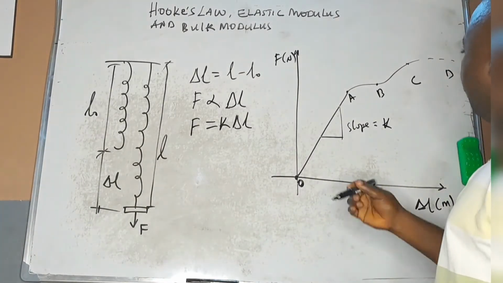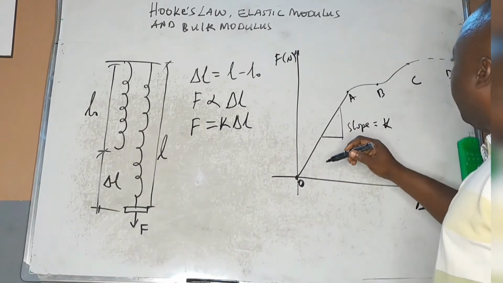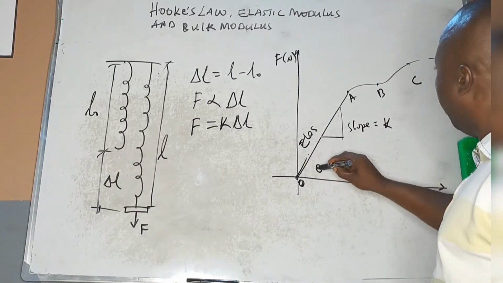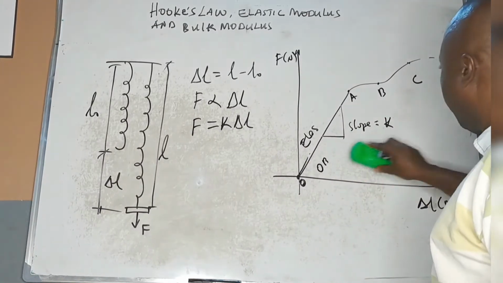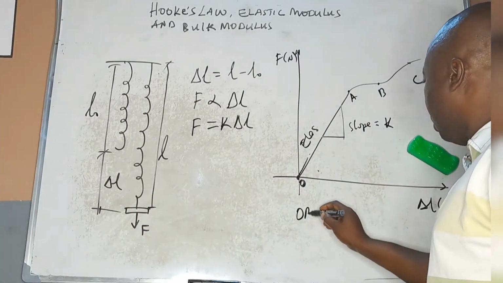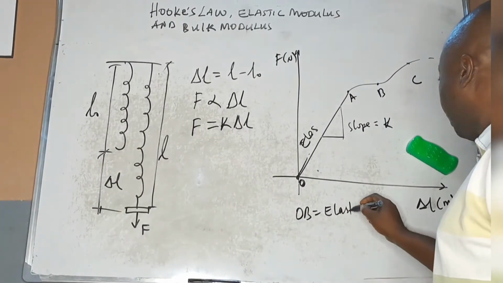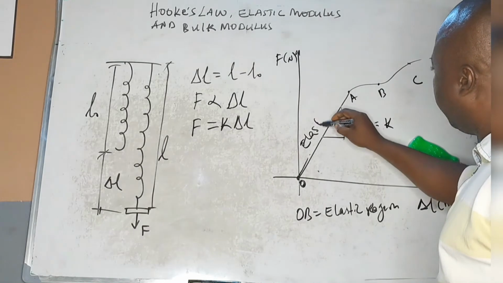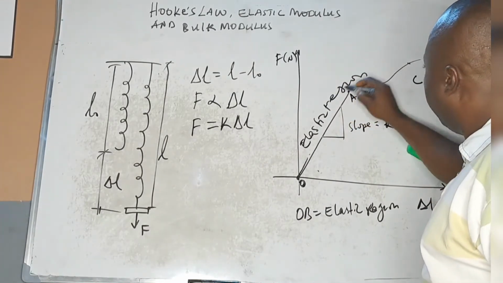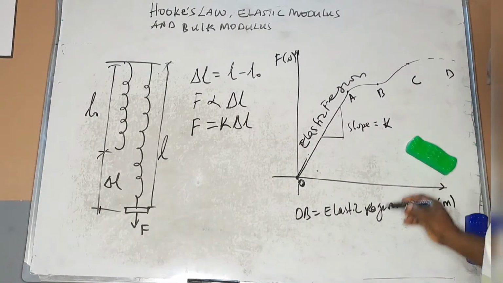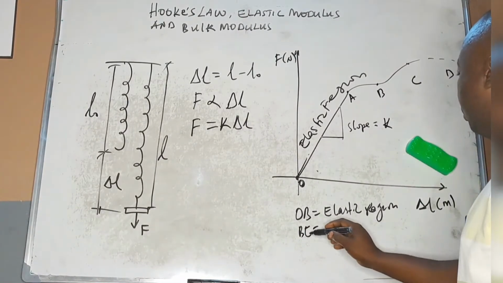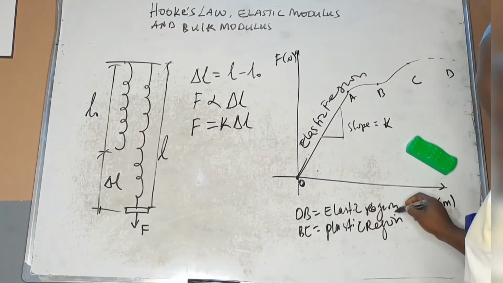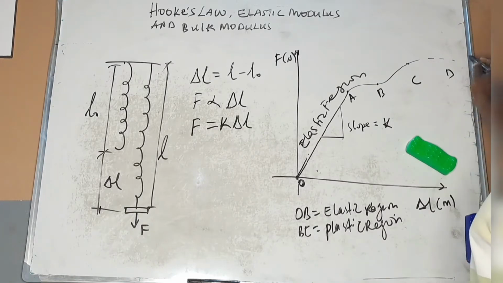Now, from this point to this point, OB, is called the elastic region. So, elastic region. For this part, BC, is called the plastic region. At this other point is the breaking point.